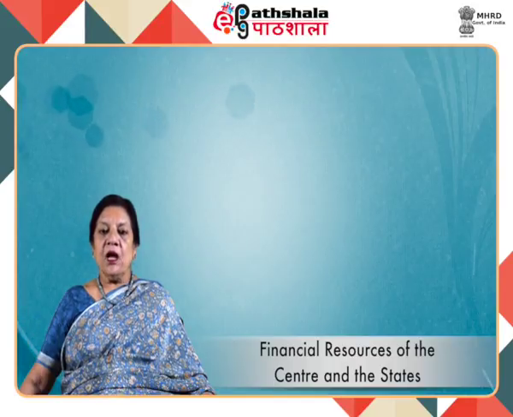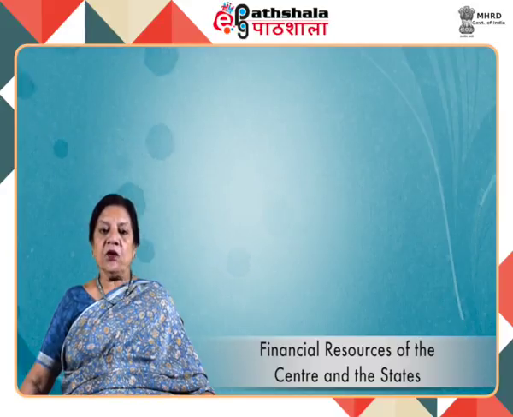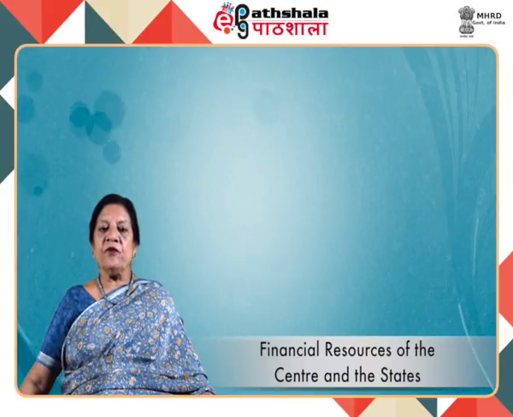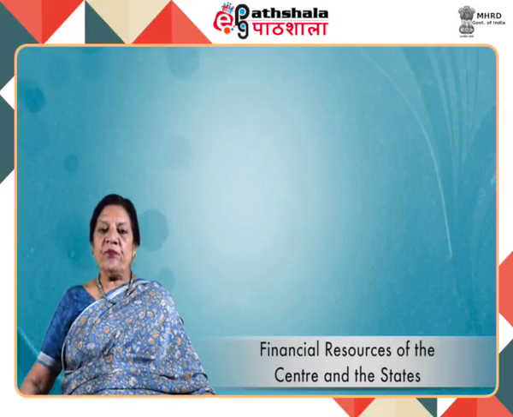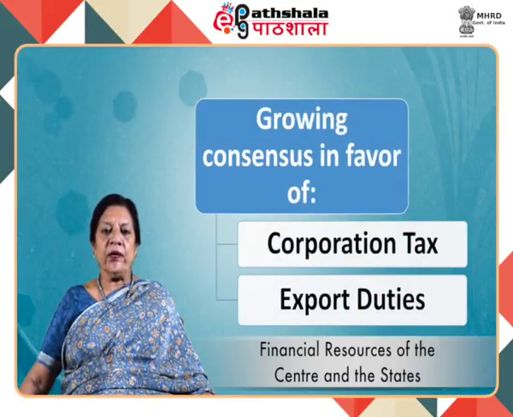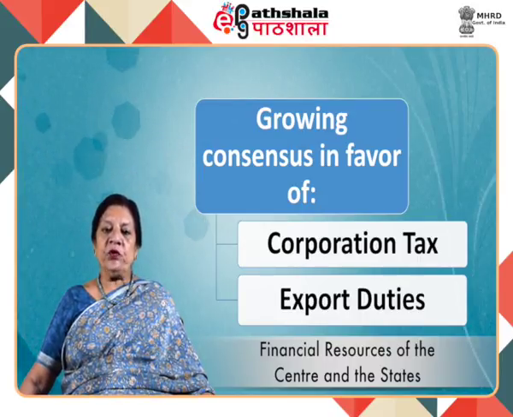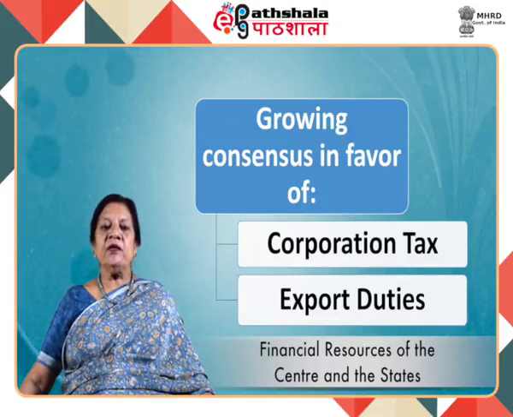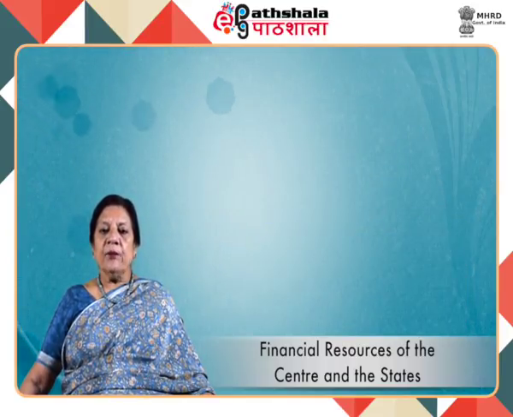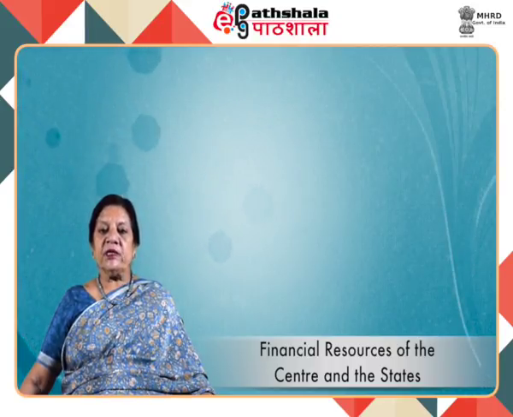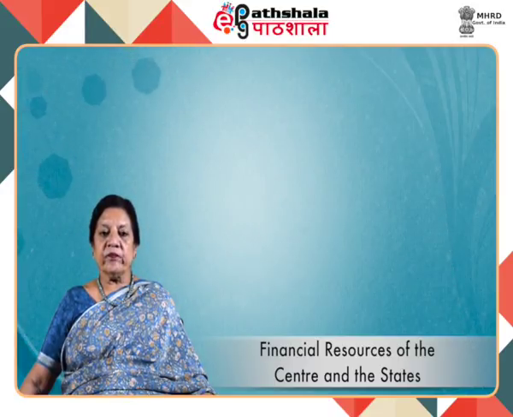Now we will discuss how the vertical imbalance can be corrected. The Indian Constitution itself is responsible for the existence of a financially strong center and weak states. Before partition, there was a growing consensus in favor of the corporation tax and export duties to be included in the divisible pool. This case was made out before the Sarkar Committee, known as the Expert Committee on Financial Provisions.